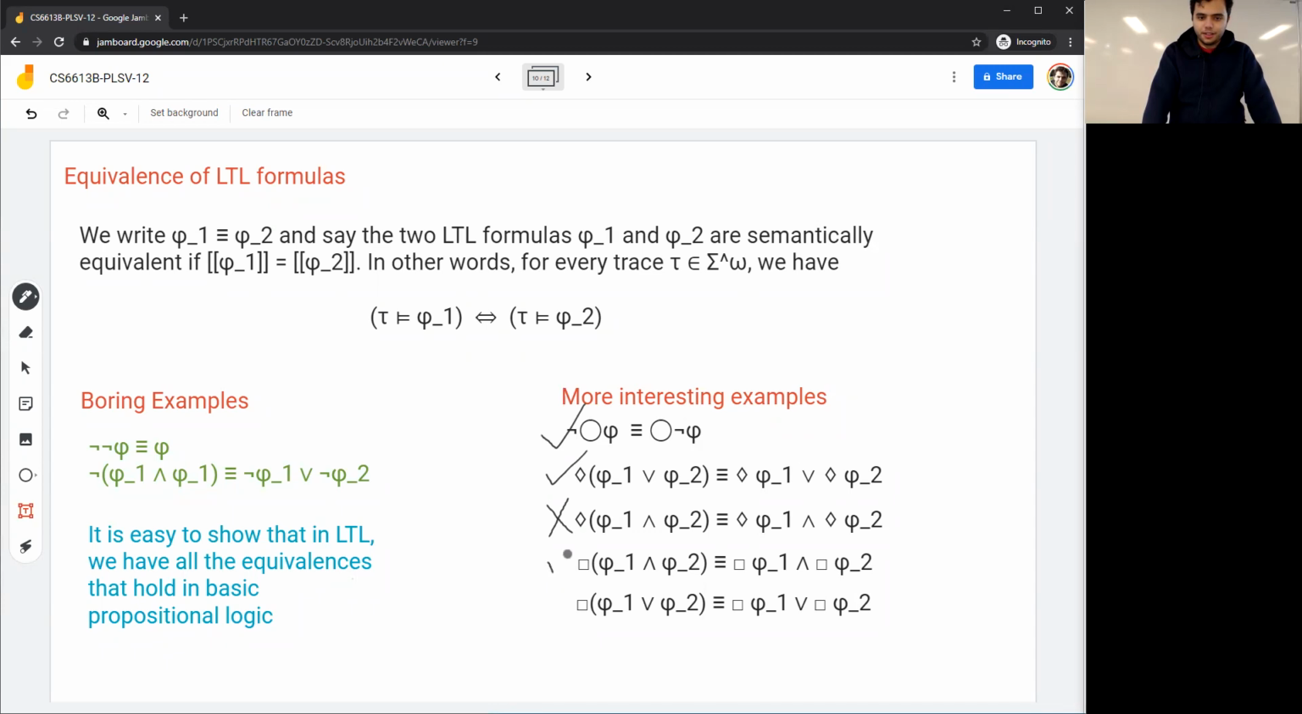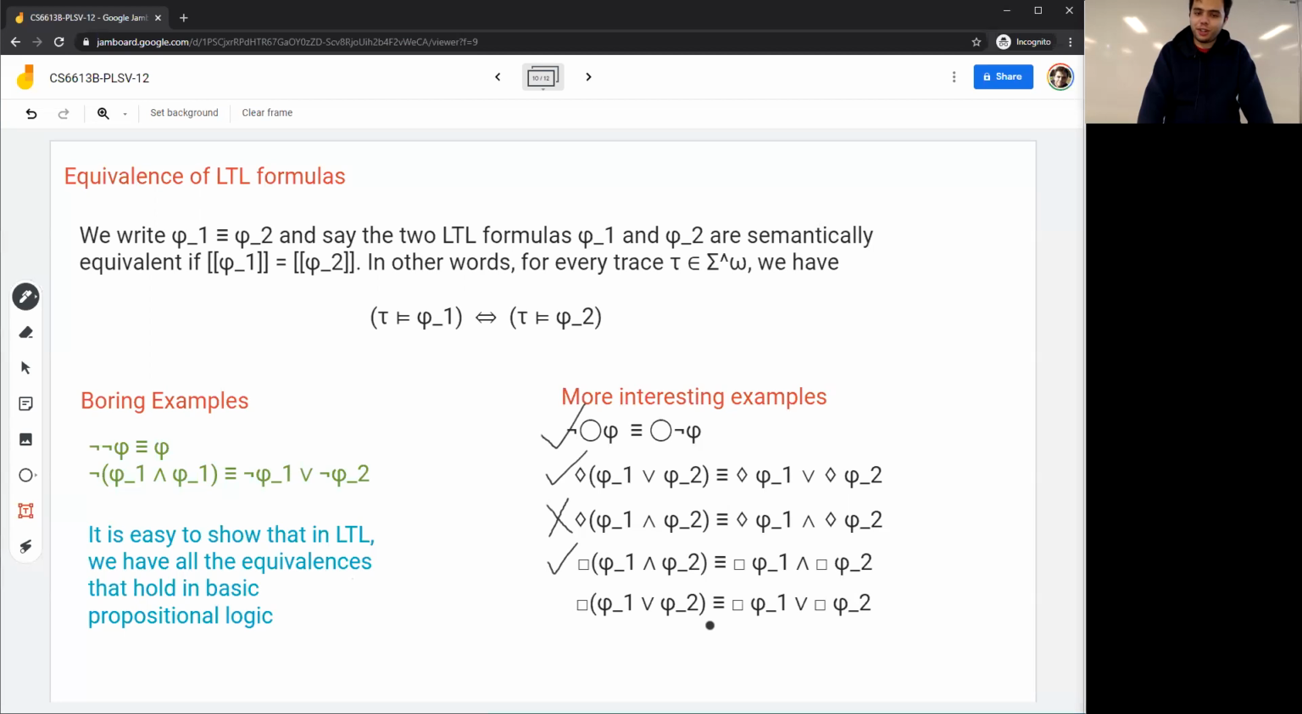So is globally (phi1 and phi2) the same as globally phi1 and globally phi2? Yes, right? So what does this say? It says globally phi1 and phi2. This means that at every point in time, both phi1 and phi2 hold. So of course, at every point in time, phi1 holds, and at every point in time, phi2 holds. And you can also do the opposite, right? If at every point phi1 holds, and at every point phi2 holds, then at every point, both of them. Okay, and the last one is globally with OR.